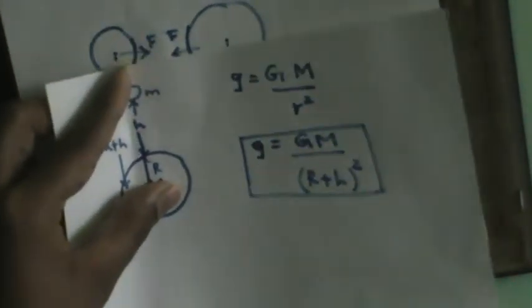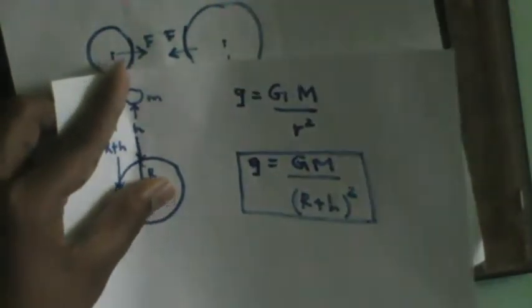So now what actually happens when an object is inside a planet? When an object is inside a planet, we can take the same thing, but we have to find the value of r. The mass will be a constant, G will be a constant, only this value will be changing. So we have to find that value. So let's take an example like this.